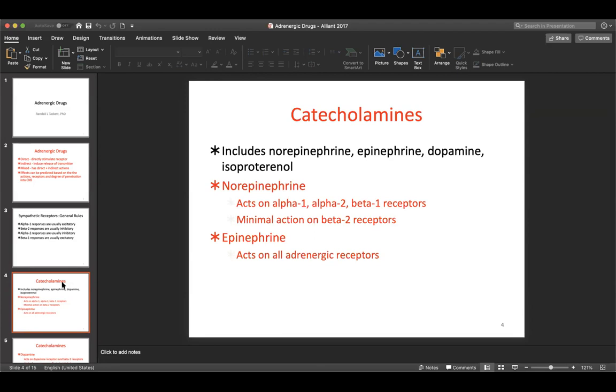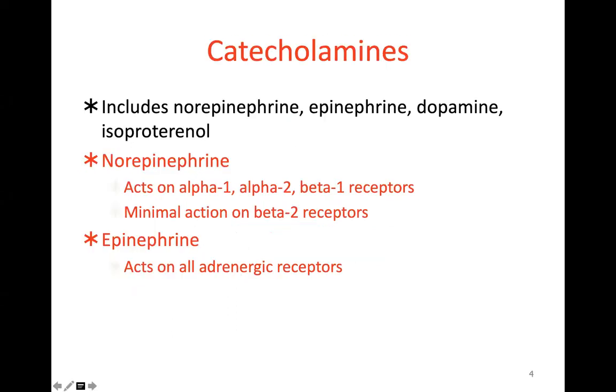So norepinephrine is a transmitter. You know what it is. It works pretty well. It's going to act primarily on alpha-1, alpha-2, and beta-1 receptors, but with norepinephrine, its action on beta-2 receptors is very minimal. So it's not, for example, a good bronchodilator, which is primarily a beta-2 receptor effect.